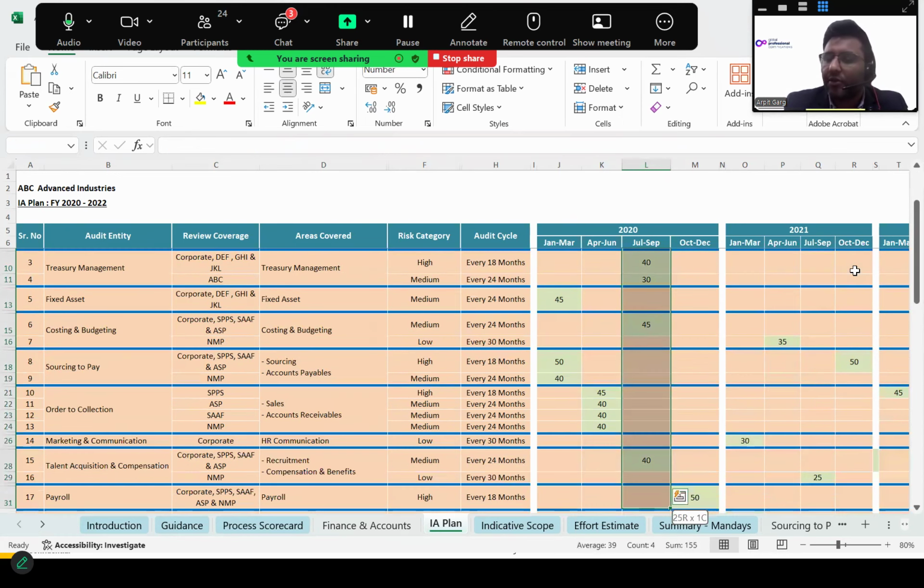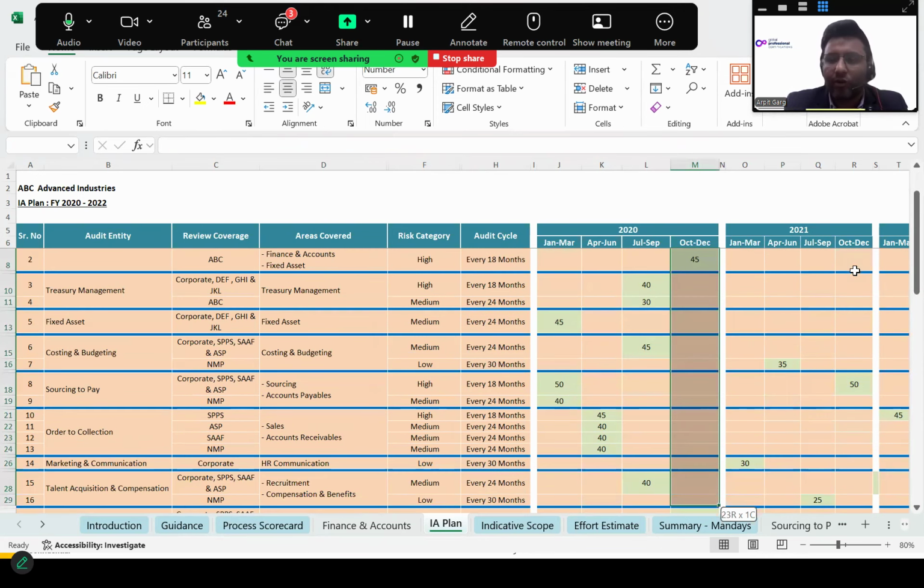This area will pick up in third quarter in 2025. This area will pick up in fourth quarter of 2025. See what is there. So we are preparing the audit plan which gets frozen for this year. Are you getting it? So let's take an example.